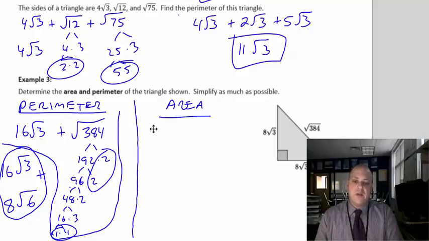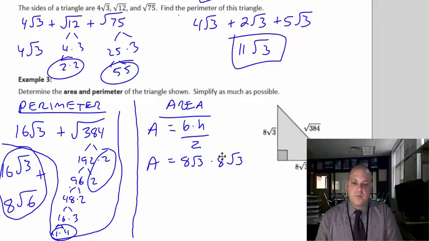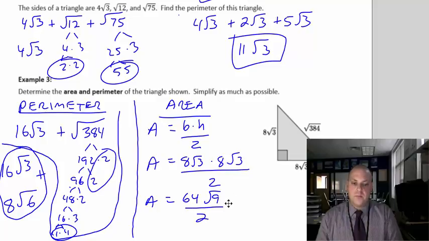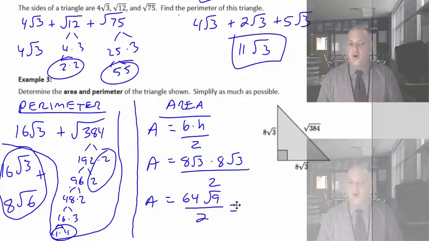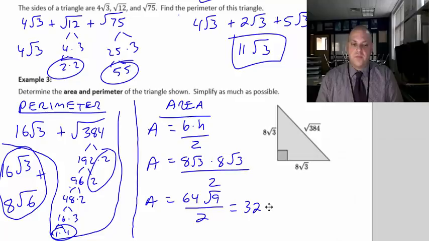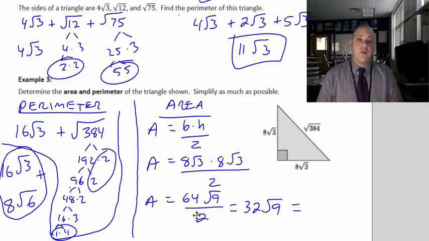Now for area, you should remember area is base times height divided by 2. All right, so area is going to be the base and the height are 8 radical 3. So 8 radical 3 times 8 radical 3, and then divide by 2. Now 8 times 8 is 64, and then radical 9 over 2. And then 64 over 2 is 32.